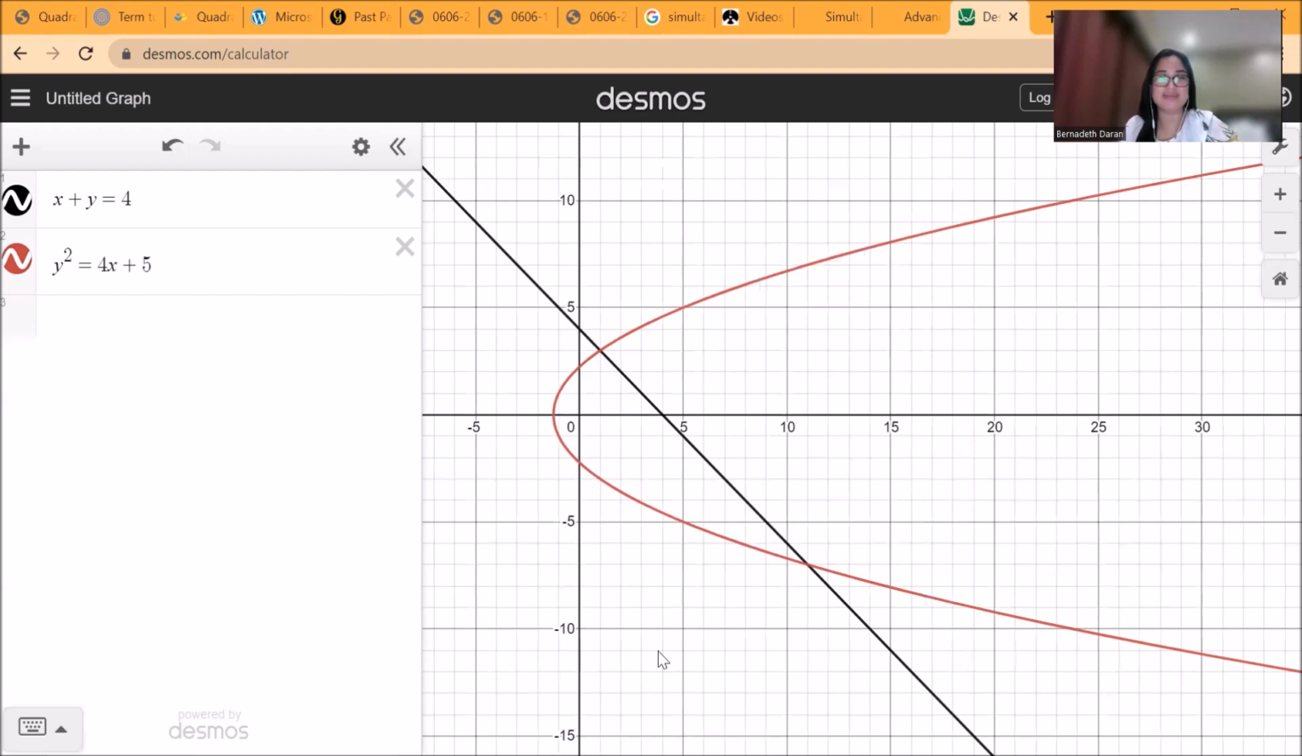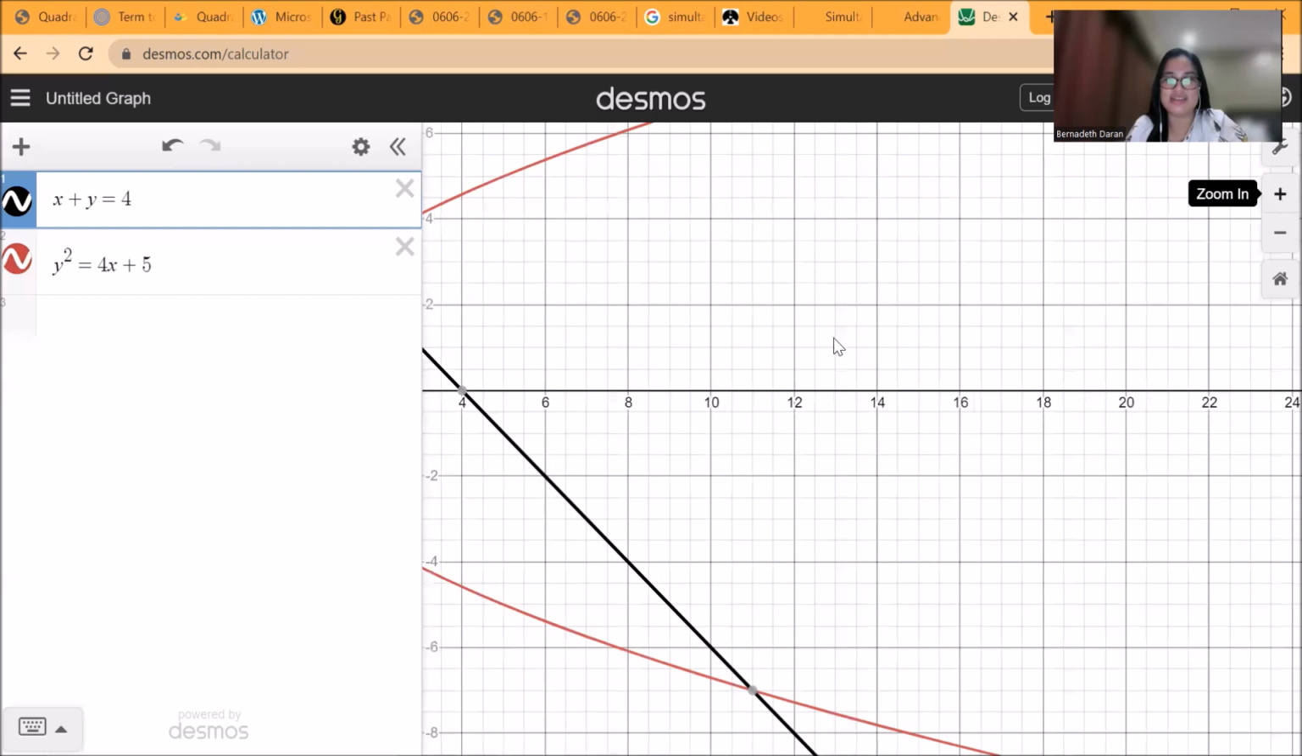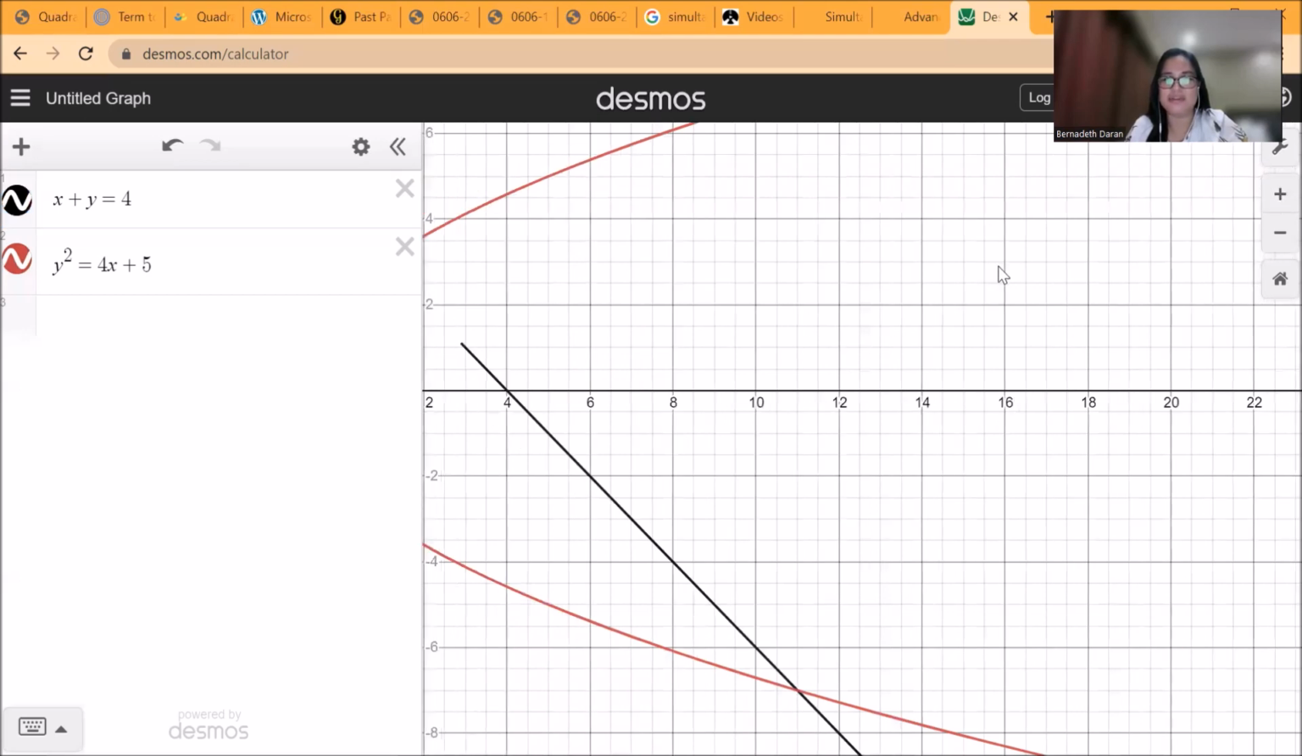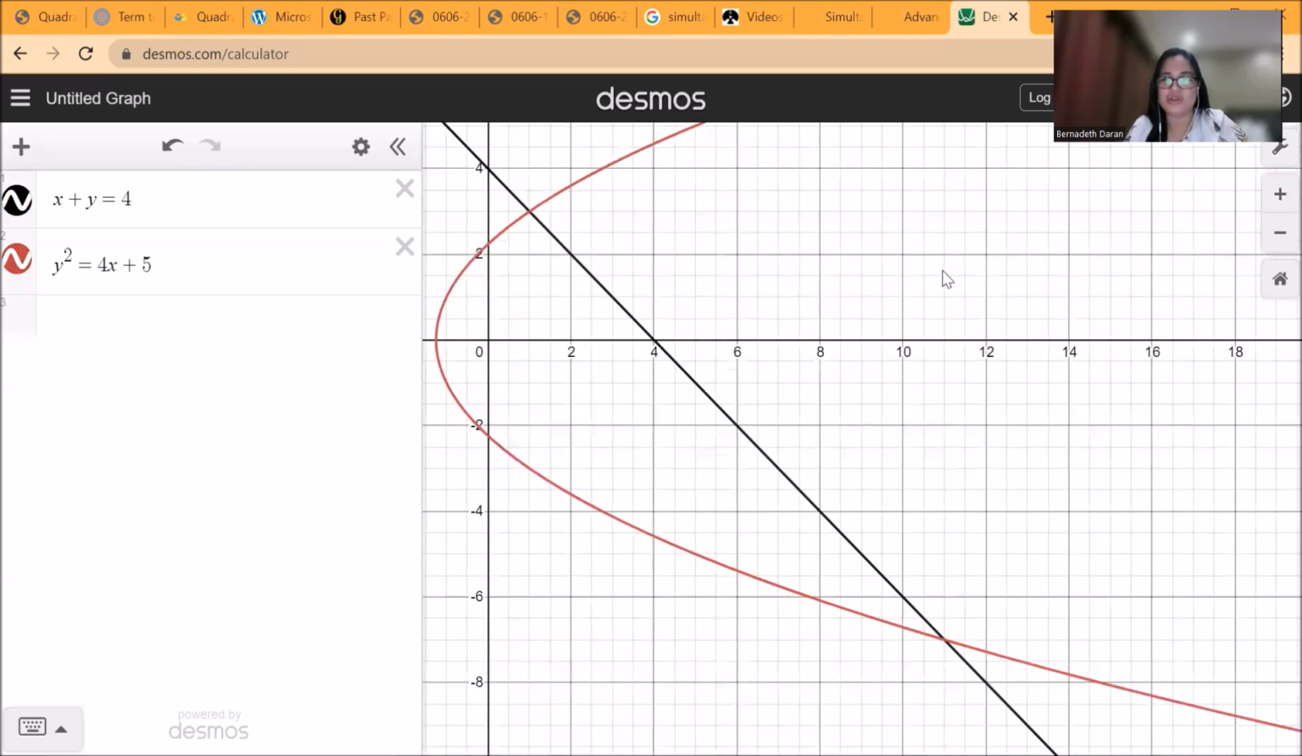Did they meet? Did they intersect? Yes, as you can see, they did intersect. And at how many points did they intersect? They intersect at this point and at this point. Okay, now let us try to examine the points of intersection.